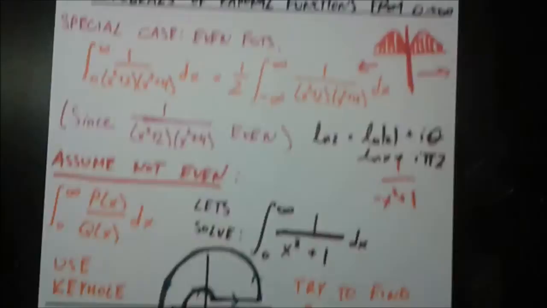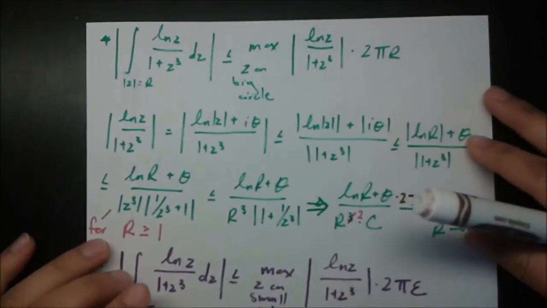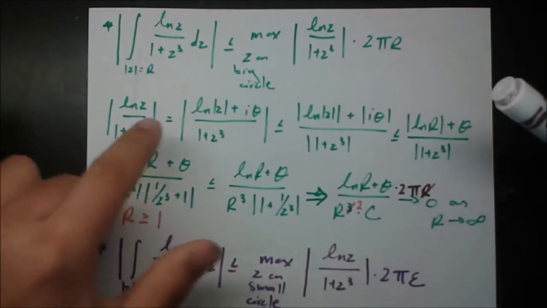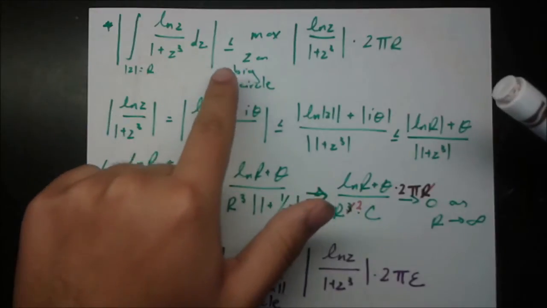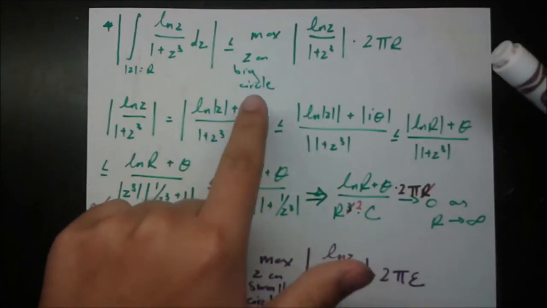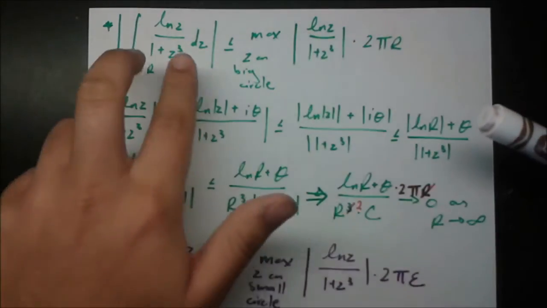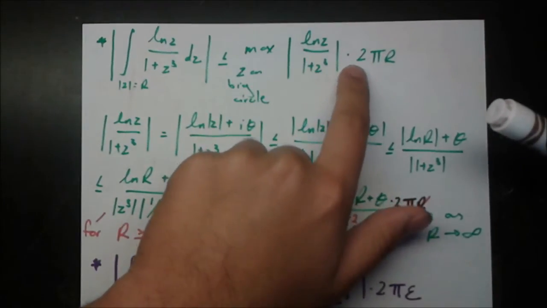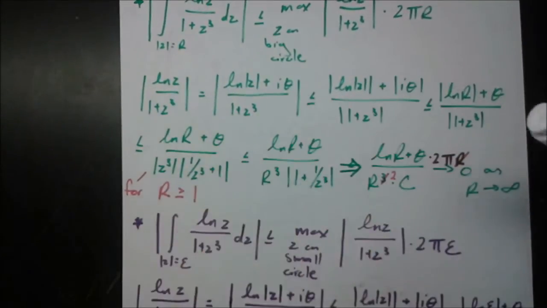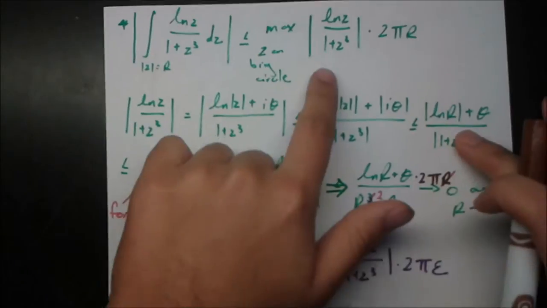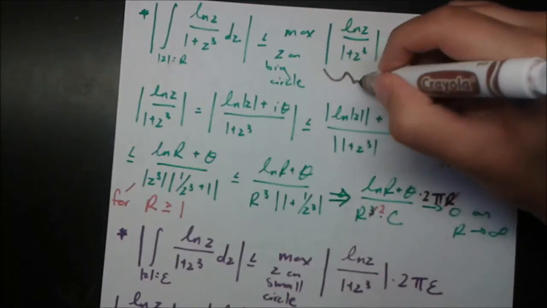So let's go ahead and do those estimations. The green circle, the big circle estimation, is given here. It's going to be less than or equal to the maximum value of z on the big circle of the modulus of the integrand times the 2 pi r, of course, because that's the length of the big circle circumference. So now we want to try to find the maximum value of this.